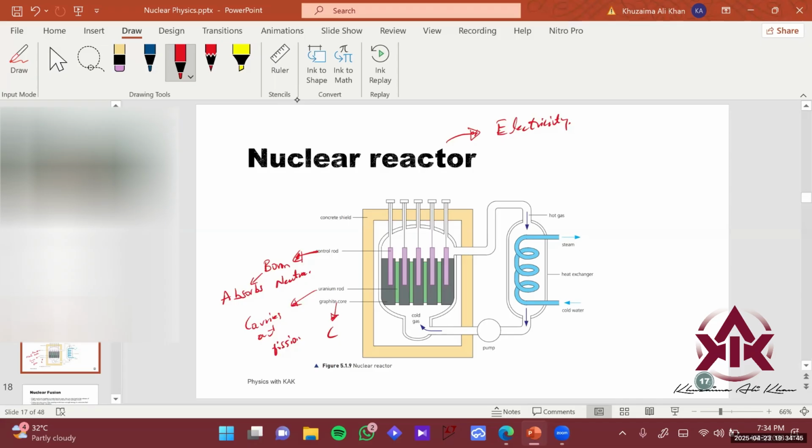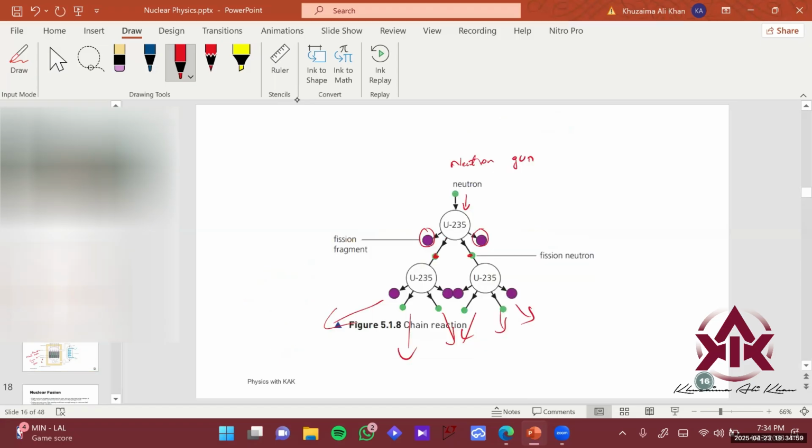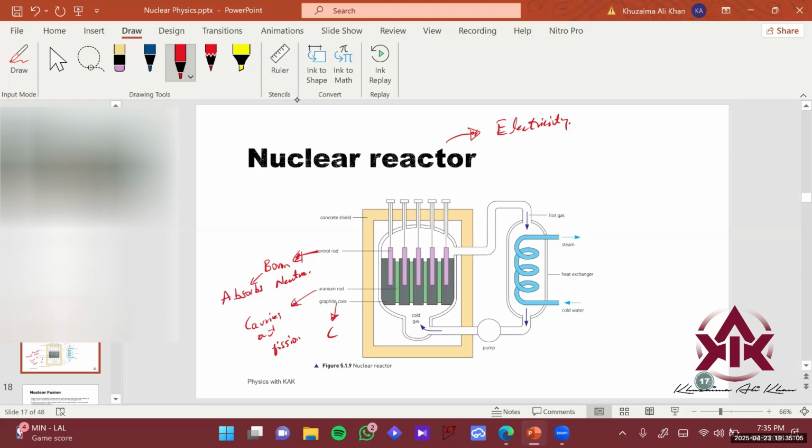So how does this thing work? We have a fission happening over here. Let's imagine we have hit it with neutrons. The process starts, and it produces a huge amount of energy, heat. This heat energy goes through a pipe and passes through a heat exchanger over here.